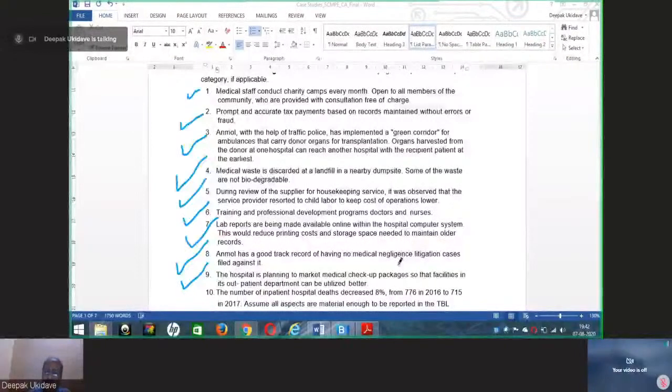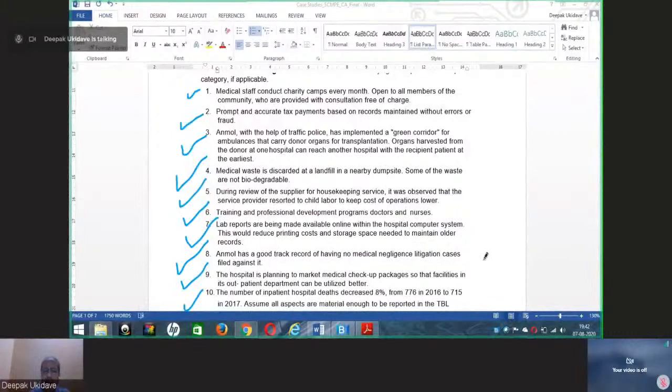So the hospital is planning to do a massive marketing of such medical checkup packages so that facilities in its outpatient department can be utilized better. Today you have set up a complete lab or complete setup for medical checkup, but people are not taking advantage of that facility because they are not aware. So lack of awareness, now you are planning to go on a larger scale in terms of creating awareness, doing the publicity, etc. What is this initiative? Which part or which aspect will be covered and which category is covered? Each one of these you have to highlight.